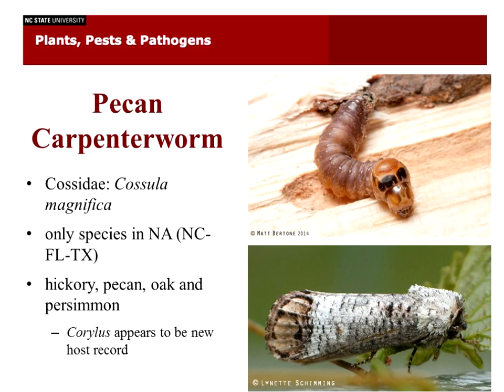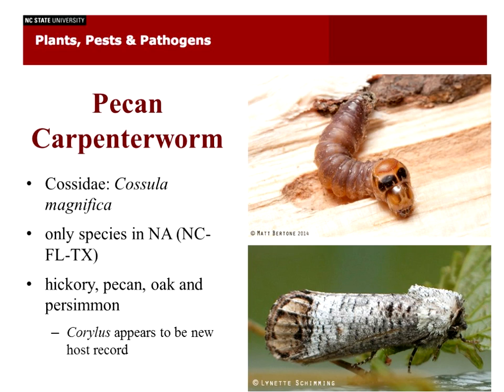It turned out to be the pecan carpenterworm. This is a member of the family Cossidae, or the carpenter moths, and the species is Cossula magnifica. Now, this is the only species in the genus in North America. It ranges all the way down to Guatemala. But in North America, it's present in the southeast, basically the Gulf states, from North Carolina south to Florida and west to Texas.